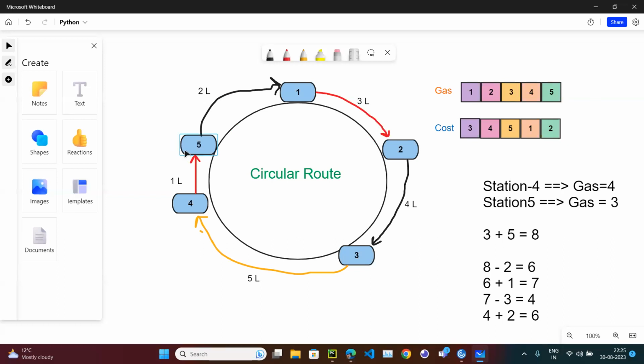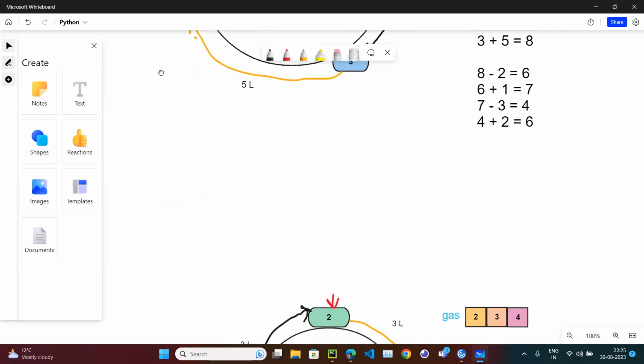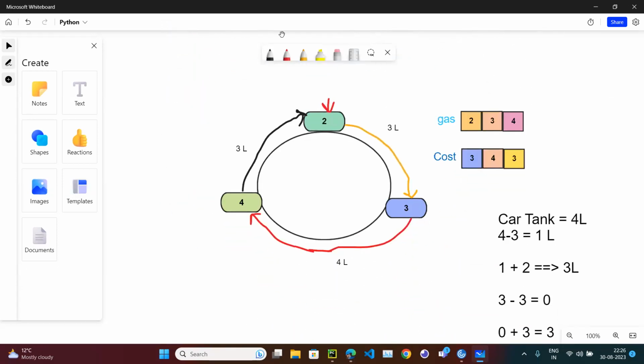So as soon as we reach there, let's suppose the starting point is four. We reach five here, and our loop is going to finish. We are not going to check whether it reaches four or not, because we know it is going to be reached, since the total amount of gas is equal to or more than the distance we need to travel.